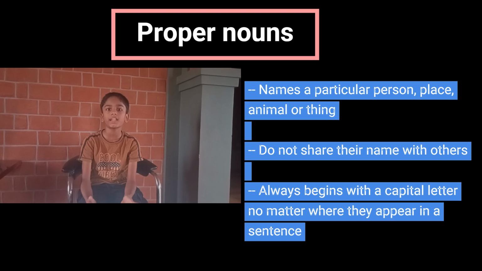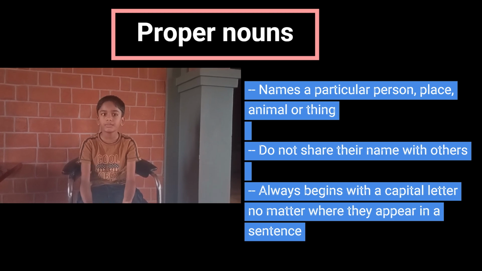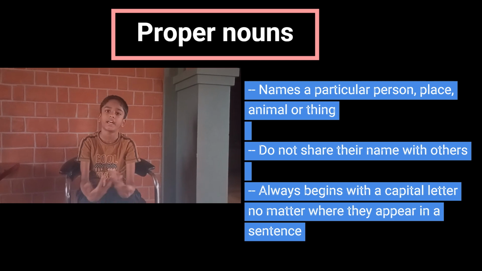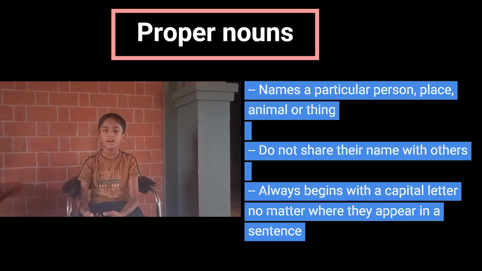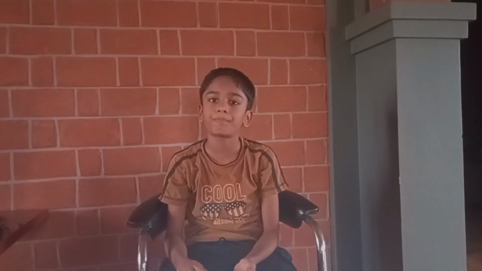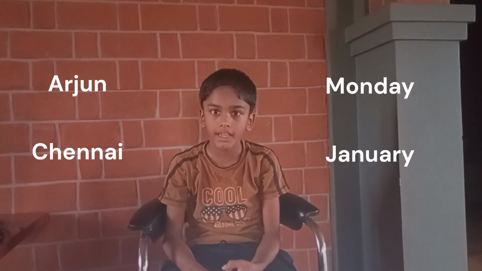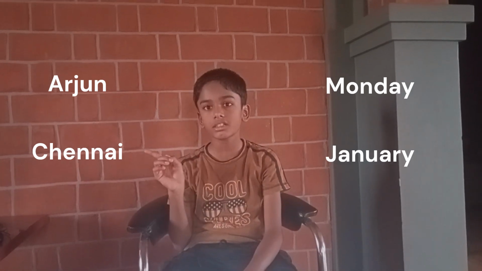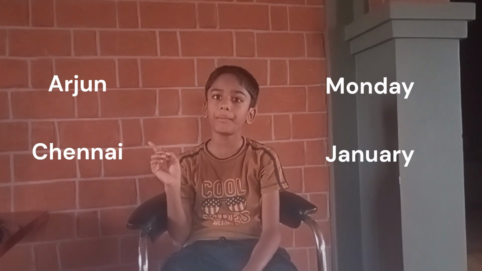The next type of noun we are going to see is proper noun. Proper noun names a particular person, place, objects or animals, but they do not share their names with others. Unlike common nouns, proper nouns are always capitalized, no matter where they appear in a sentence. Examples of proper nouns: Arjun, Chennai, Monday, January. If you notice, they all start with a capital letter.